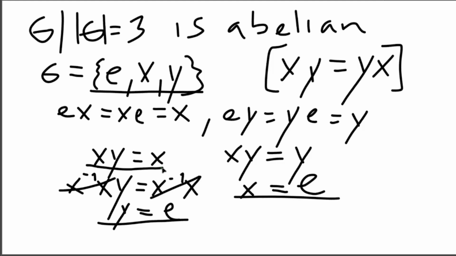So if I said that xy doesn't equal yx, it won't work out. And so it must be so that xy equals yx equals e. So x and y are inverses of each other and they commute. And so if a group has exactly 3 elements, it must be abelian.